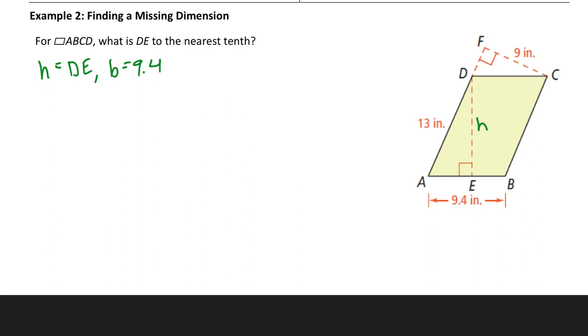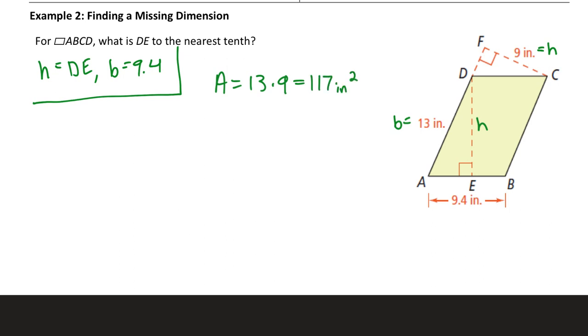Now, if I look at this parallelogram a different way, so I'm just going to put that off to the side. If I look at this parallelogram a different way, 13 could be a base, 9 could be a height, all right? So I'm going to find the area of this parallelogram using 13 as a base and using 9 as a height. So I just have to do 13 times 9. So 13 times 9 is 117 square inches.